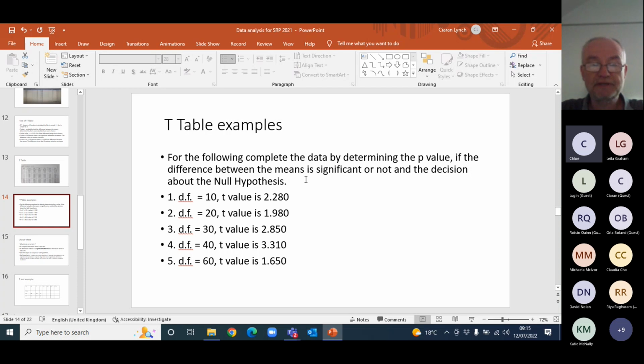Thank you. Does that make sense? Yep, and if it's less than 0.001, then it's highly significant, because anything less than 0.05 is significant, and then as you go across the table, it gets more and more significant. No problem, thank you. Okay.